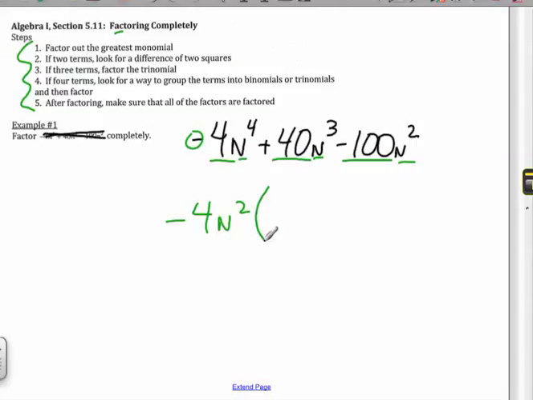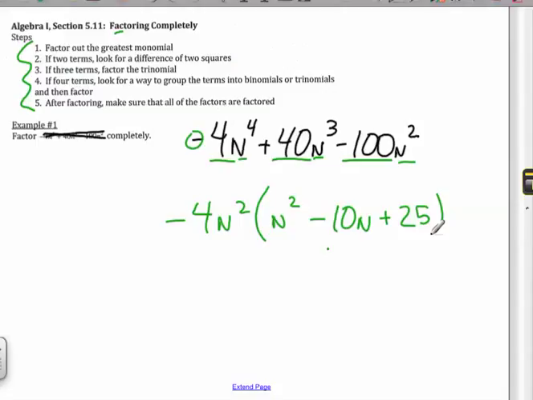That's going to give me n squared here, plus, or no, I'm sorry, minus 10n. What's the last one, Austin? Plus 25. Okay? Now, that's the first thing I do. I pull out any common factors. You have really got to practice that.